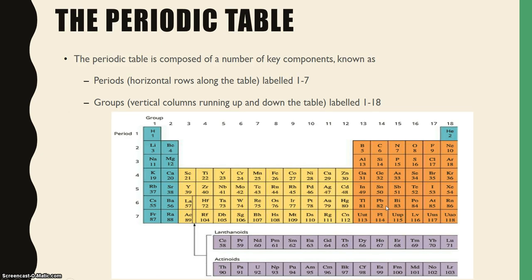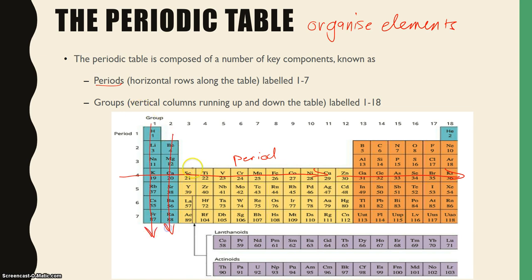The periodic table is a table to organize all the elements. It is organized in a couple of ways. You've got periods, which are the horizontal rows going across this way, all the way to the ends. That's a period there. And then you have the groups, which are vertical columns, running down this way. All of these are vertical columns.